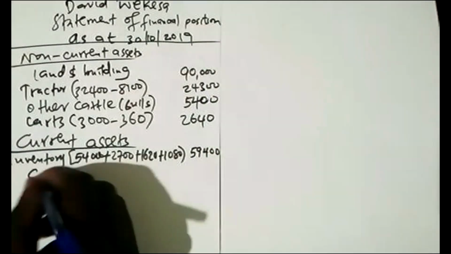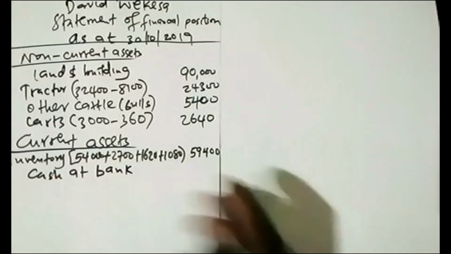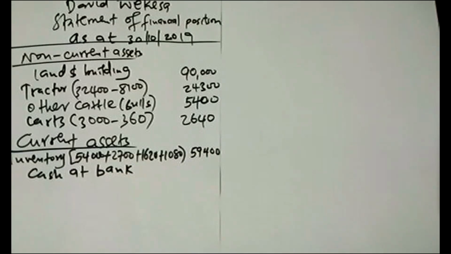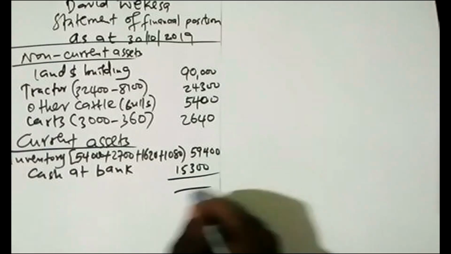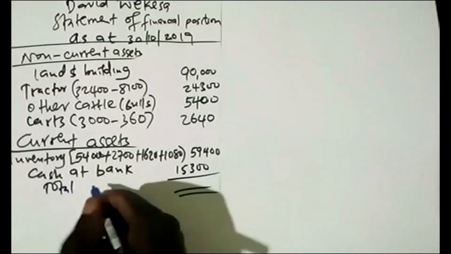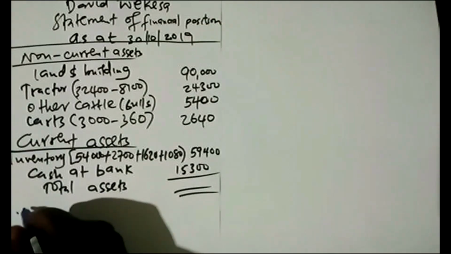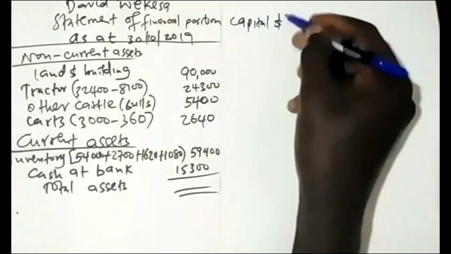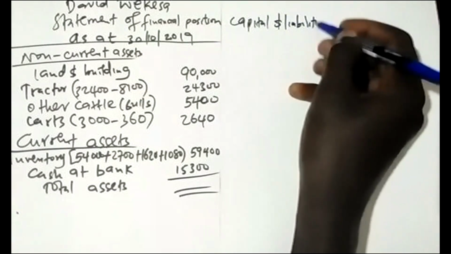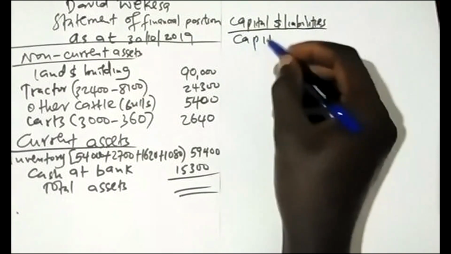Then there was cash at bank. This was direct from the trial balance. So the cash at bank is 15,300. So up to that point, you say total assets. Then after that, we talk about capital. You can see on the other side here, capital and liabilities. So we start from capital. The capital is?